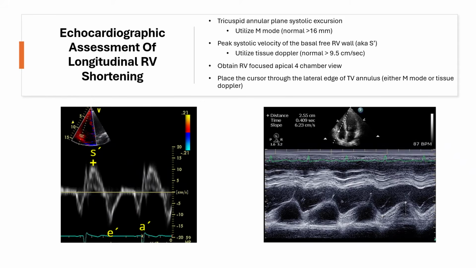Next one is when you utilize tissue Doppler, and this one is called peak systolic velocity of the basal free wall, or S prime. Again, the normal value is 9.5 centimeters per second. For both of those parameters, you place the cursor through the lateral edge of the tricuspid valve annulus. Again, for TAPSE, you use M mode or motion mode, and for S prime, you use tissue Doppler imaging. Please pause the video if you need more time to review this concept.